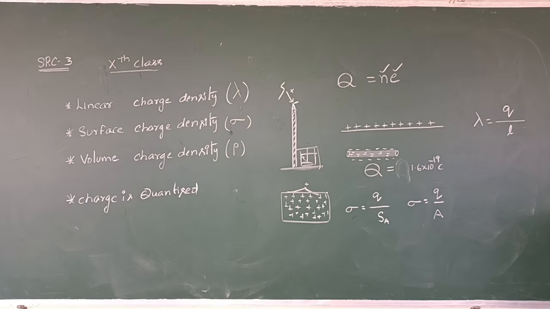Repeatedly listen to the same statement: surface charge density. Lightning rods are used on tall buildings to prevent lightning from striking the building. Linear charge density, surface charge density, and then come to the volume charge density. This is rho, the charge density.